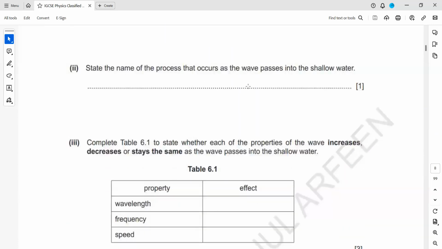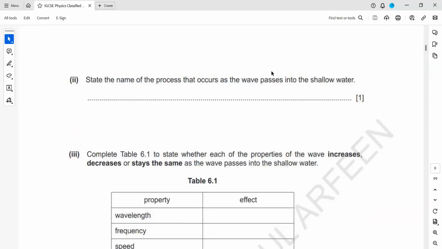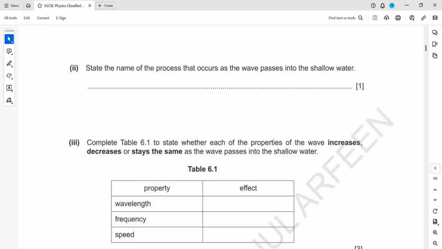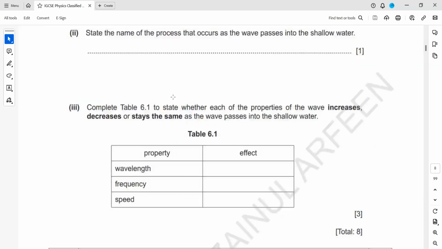State the name of the process that occurs when the wave moves from deep to shallow. What do we call this? Refraction. When the wave changes the medium, we call it refraction. Complete the table: whether it increases, decreases, or stays the same. What happens to the wavelength when it moves from deep to shallow?